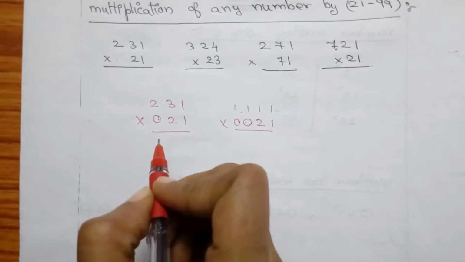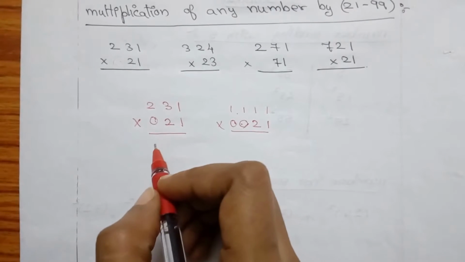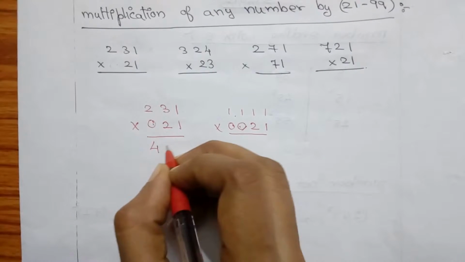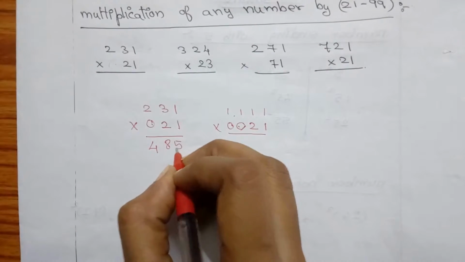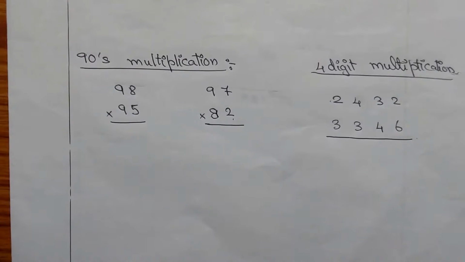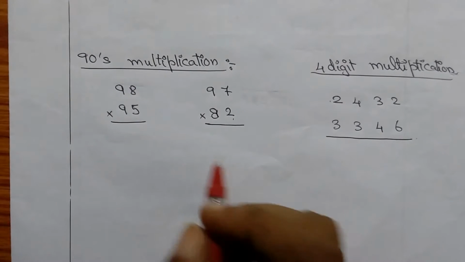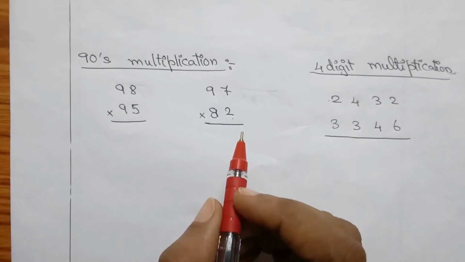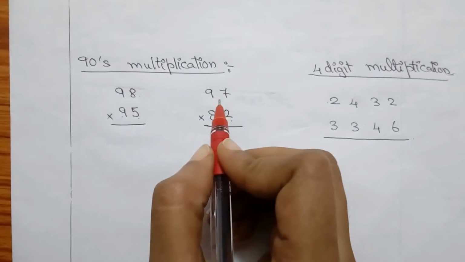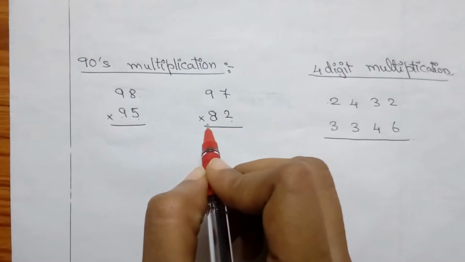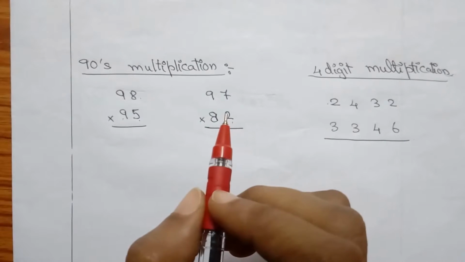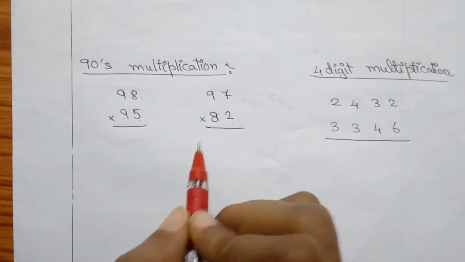Before starting with the next sum, I'll tell the answer for multiplying 231 into 21, which will give you 4851. So the next topic will be 90s multiplication. I have 2 examples over here. The first example is 98 into 95 and the second example is 97 into 82. I have a shortcut method which you can use for the 90s multiplication.